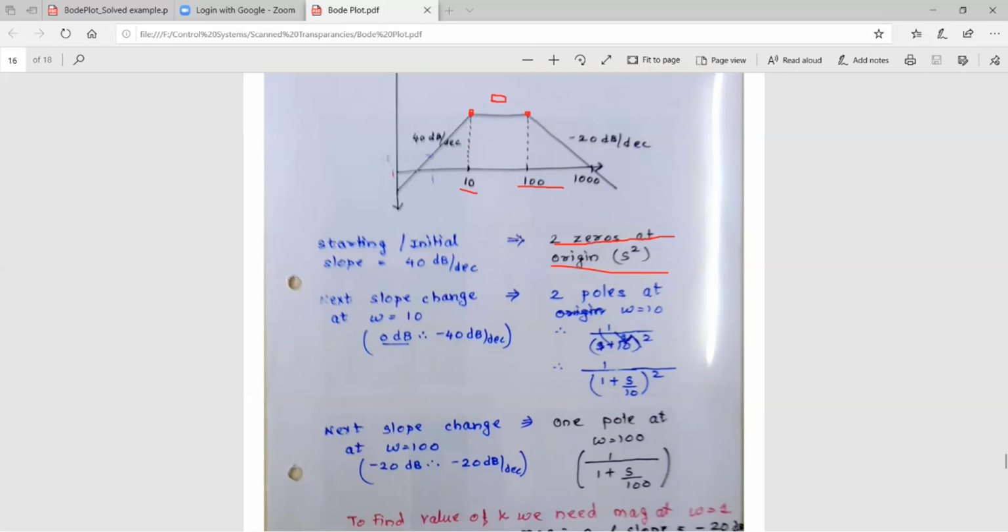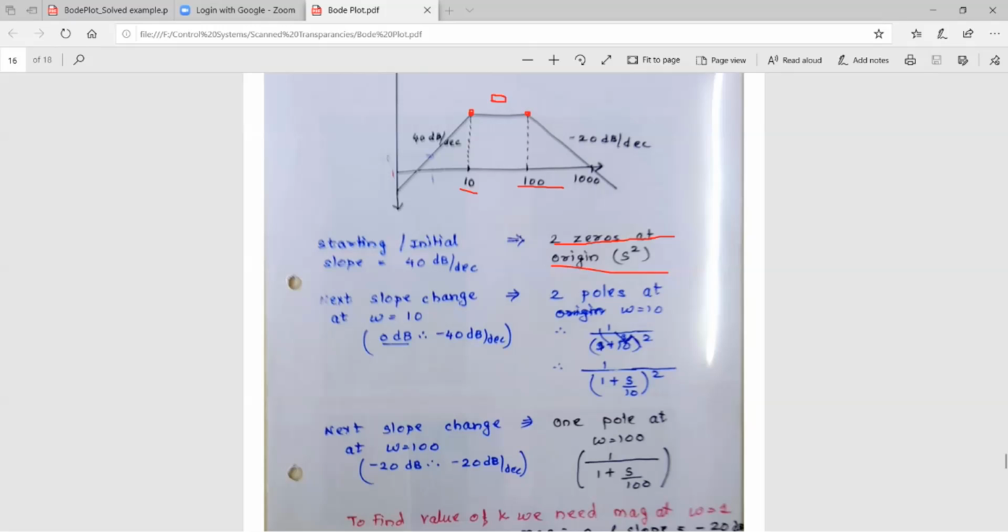So 0 dB. So 40 dB, say, if the slope is going to 0, that means what is the change in the slope? Minus 40 dB. If the change in the slope is minus 40 dB at 10, that means at 10, there might be 2 poles. Why 2? I think you have understood. Because there is slope of 40. If it would have been 20, then there would have been only 1 pole. But slope is changing from 40 dB to 0. That means addition of minus 40 dB per decade is there. So at 10, there are 2 poles.